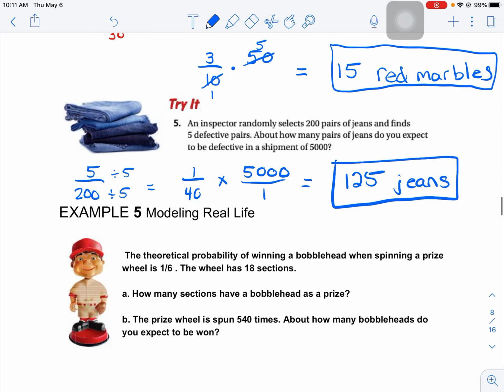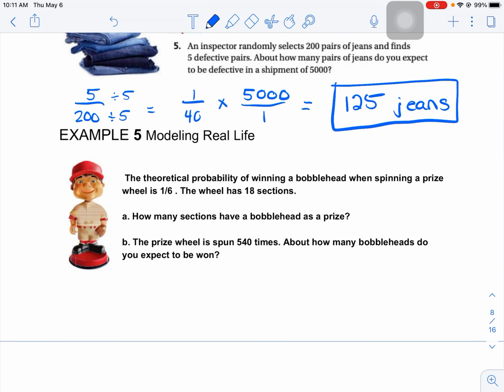All right, last example here. Okay, it says the theoretical probability of winning a bobblehead when spinning a prize wheel is 1/6. The wheel has 18 sections. How many sections have a bobblehead as a prize? Okay, well, we know that 1/6 of them have bobbleheads, right? So I want to know, well, out of 18, how many is that?